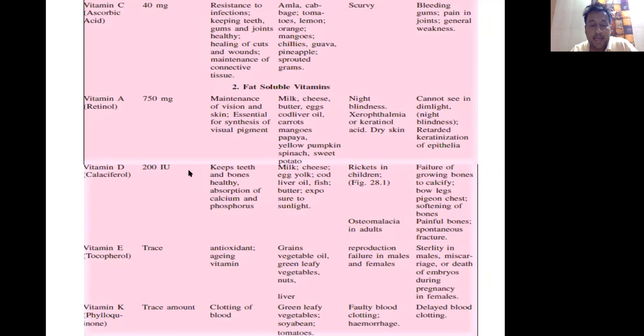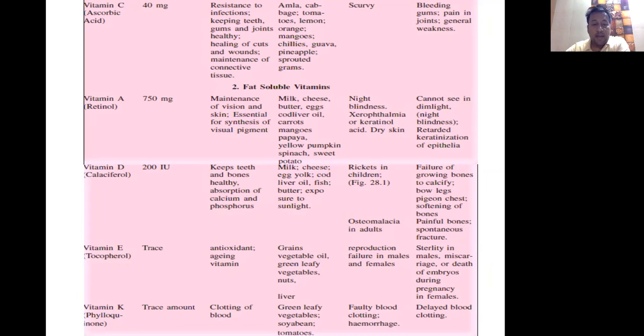Again, vitamin D, as I said, is synthesized by the skin and kidney with the help of sunlight in the daylight. So its deficiency leads to a very common disease in children, rickets, due to the failure of growing bones to calcify. Its deficiency is also seen in adults and can lead to osteomalacia, that is the resorption of bones, and that can lead to severe pain and fracture in the bones.